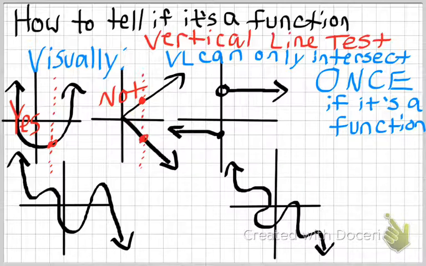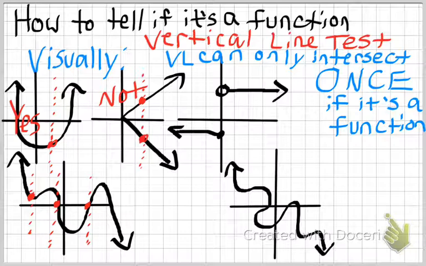Now, let's take a look at the one down below it. If you drew a vertical line there, or here, or here, it doesn't matter where you draw it, in all those locations it only crossed the graph one time. That means no matter where you drew it, even though this graph is all squiggly and crazy looking, because each vertical line only crosses it once, this is a function.